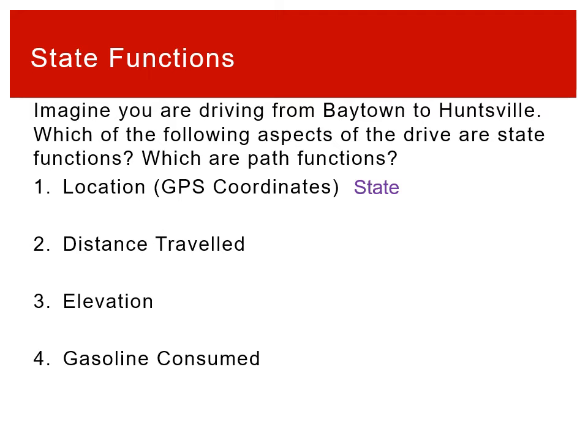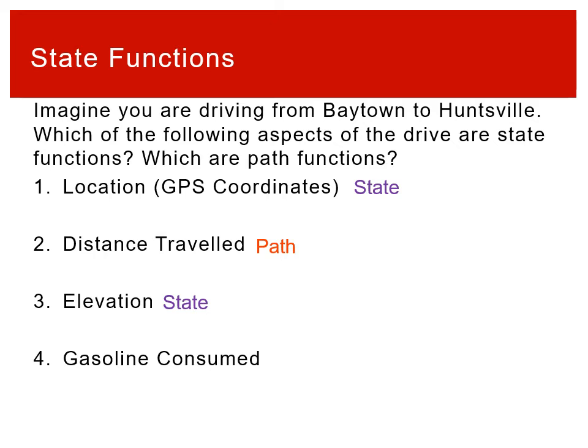Distance traveled describes the journey itself, so that's going to be a path function. Now it matters how you went about going between those endpoints. But if all you care about is how your location changes, you don't actually care about how you got there. Elevation is also going to be a state function.